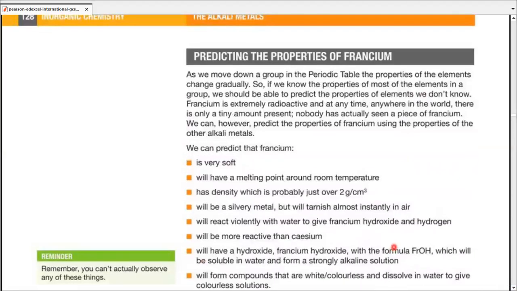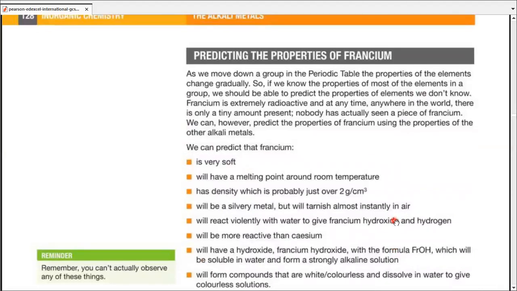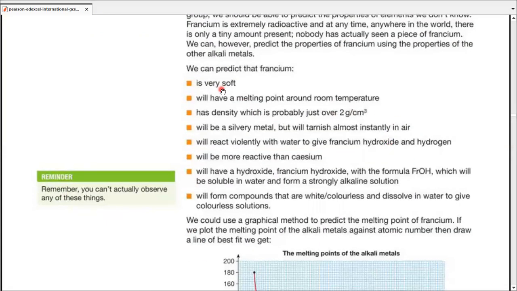Now, predicting the properties of francium. As we move down the group in the periodic table, the properties of elements change gradually. So if you know the properties of most of the elements, you would be able to predict the properties of elements we don't know yet. Francium is extremely radioactive. Predicting its properties, it's softer than any other metal in the group. It would have a melting point around room temperature.